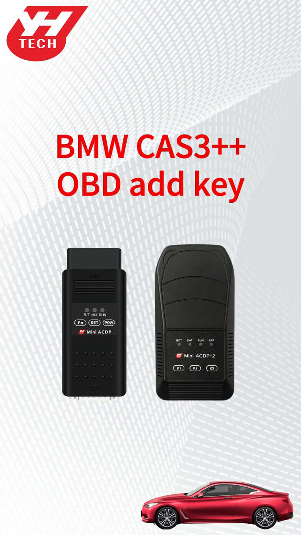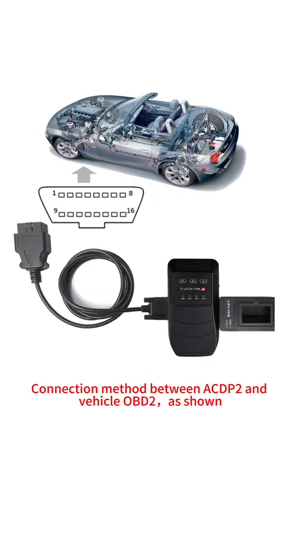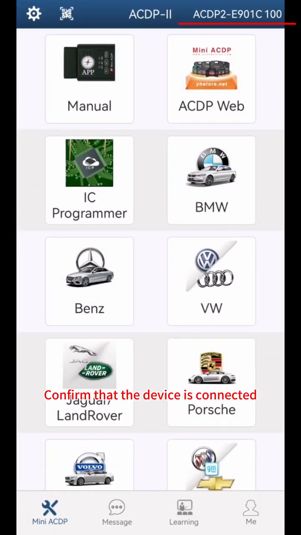This video demonstrates using ACDP and ACDP2 devices to add CAS3++ keys through OBD. Connection method between ACDP and vehicle OBD2 as shown. Connection method between ACDP2 and vehicle OBD2 as shown. Open ACDP app. Confirm that the device is connected.